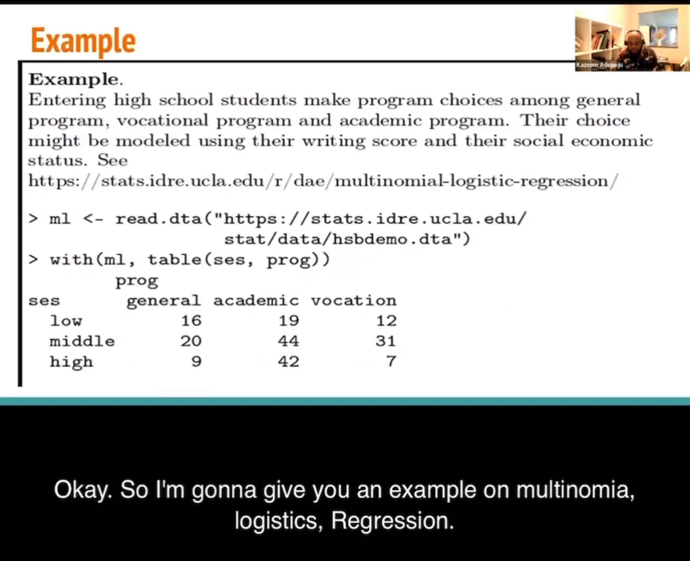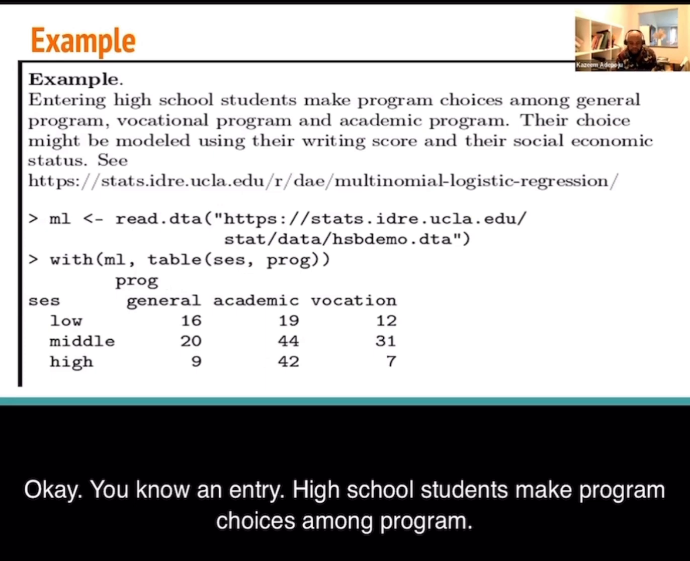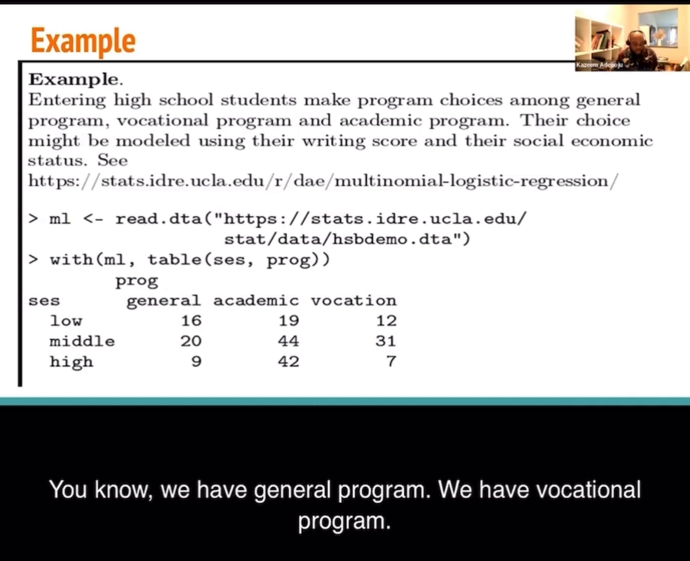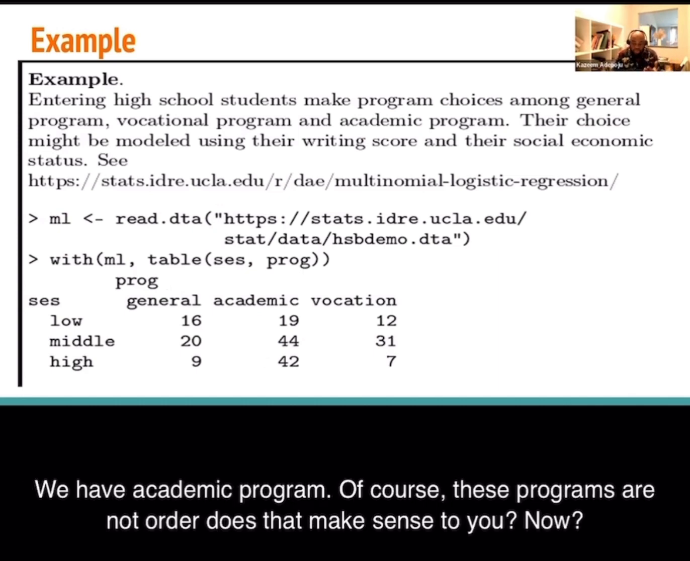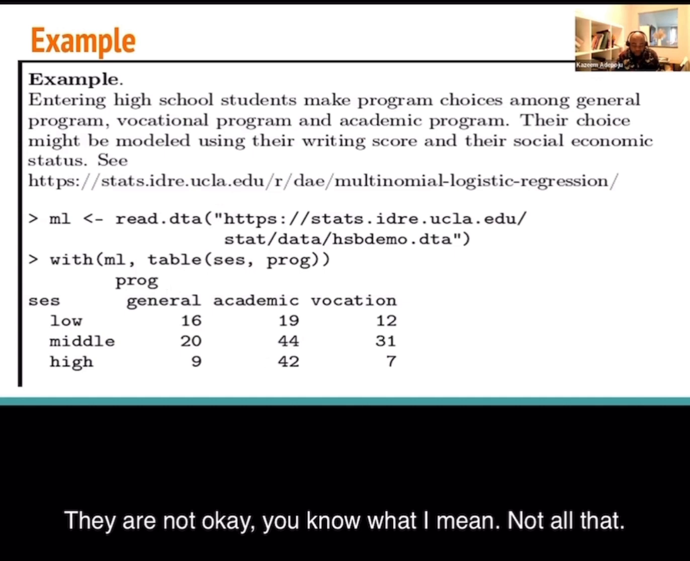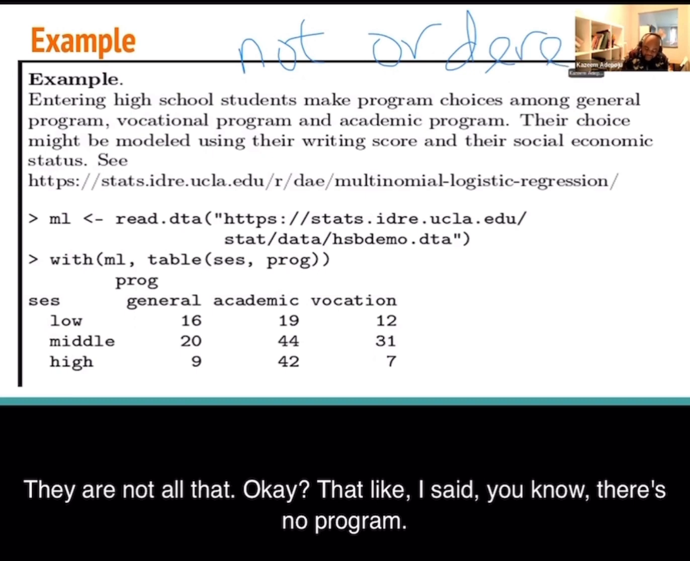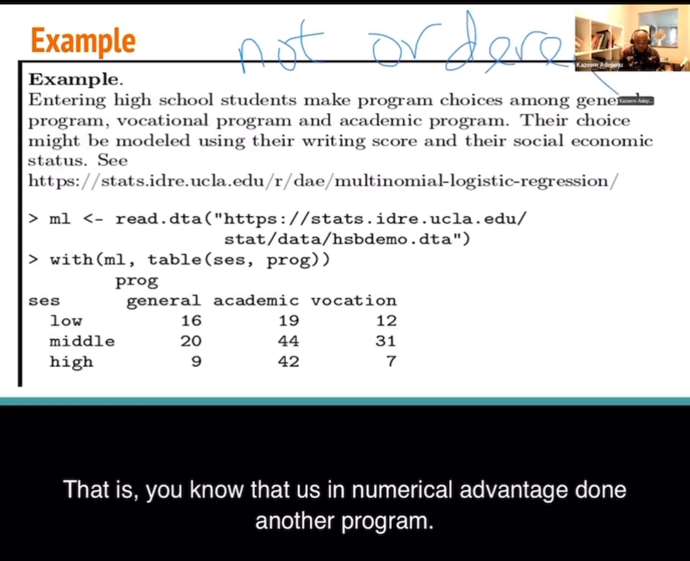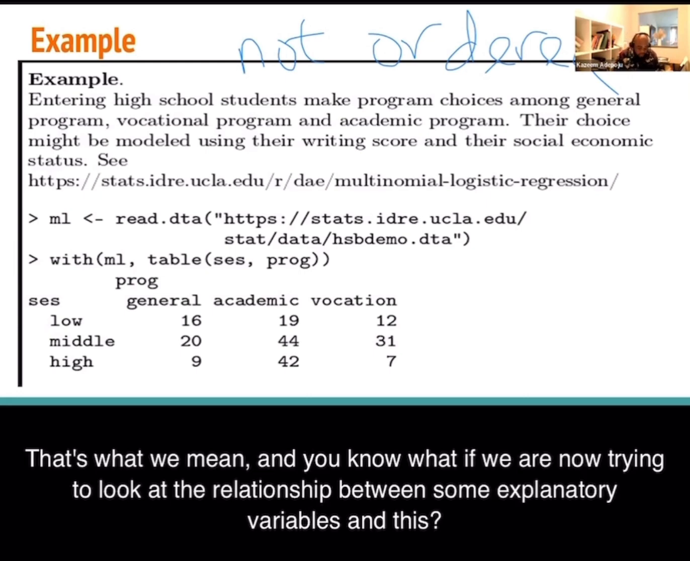So I'm going to give you an example on multinomial logistic regression. An entering high school student makes program choices. Among the programs, we have the general program, the vocational program, and the academic program. Of course, these programs are not ordered. Like I said, there's no program that has a numerical advantage over another program. That's what we mean.